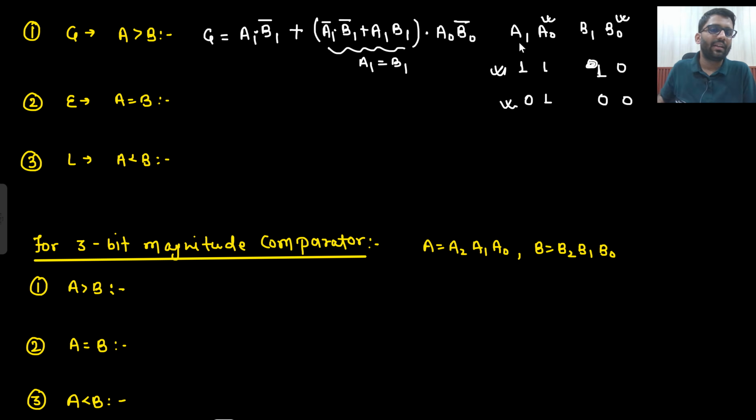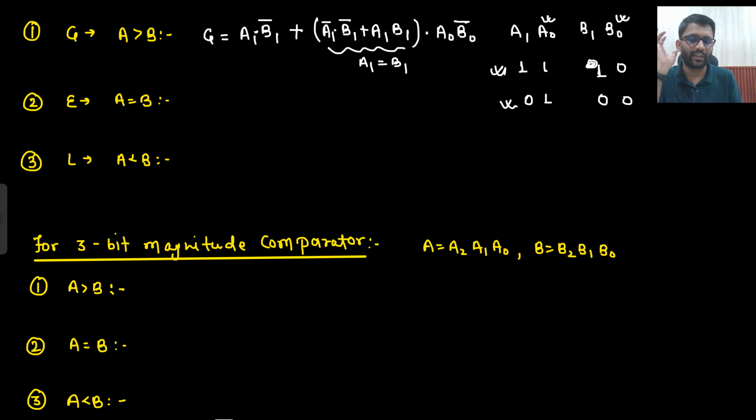Or what could be the other condition? That A1 and B1 are equal. So what is the condition for A1 and B1 being equal? A1 XNOR B1. If A1 and B1 are equal, that means A1 is not there and B1 is not there, or A1 is there and B1 is there. This is the condition for A1 equals B1. Now what we require is that if A1 equals B1, A naught should be greater than B naught. So A naught has to be there and B naught should not be there.